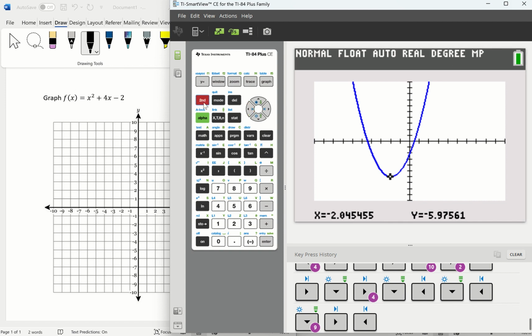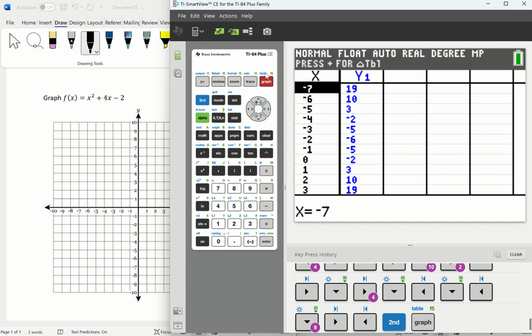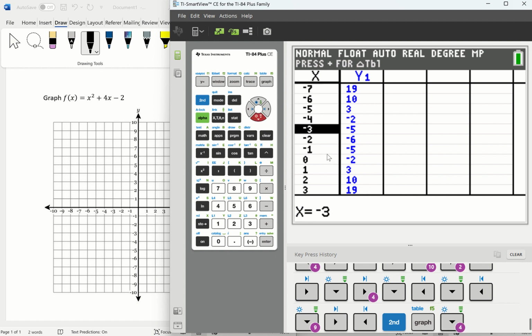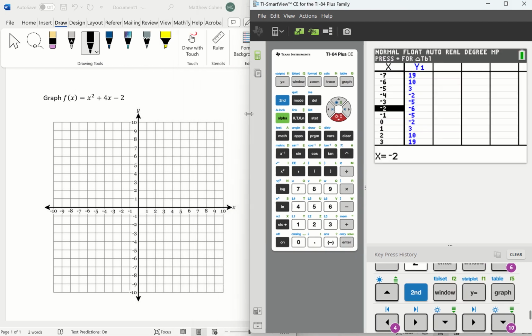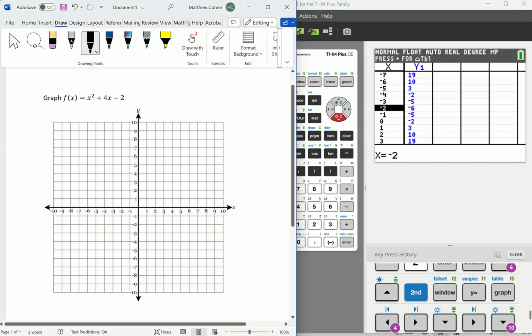Next, I'm going to hit second graph, and that brings me to the table. If you remember, I said remember negative 2, negative 6. That's our vertex. And what you'll notice is the numbers are getting smaller and smaller for the y's until it gets to negative 6, and then they start getting bigger and bigger. So what you should do then is plot the vertex, and then plot 2 points to the right of it and 2 points to the left of it. So on the table, two below and two above. So let's do that now. I'm going to slide this over and we'll go to our graph.